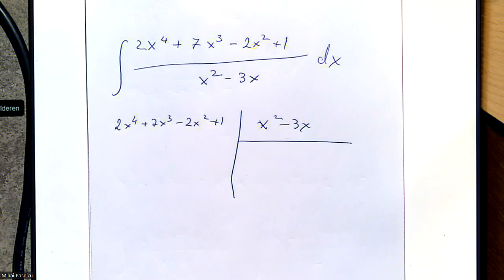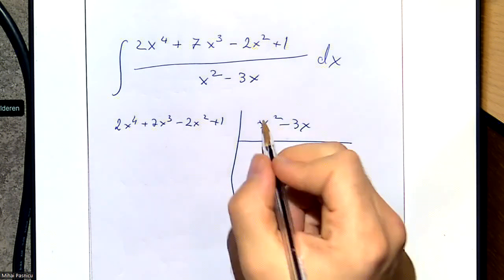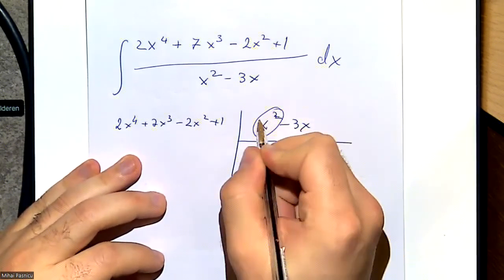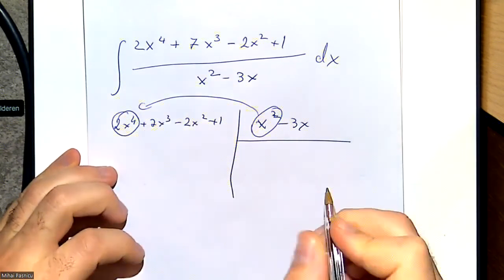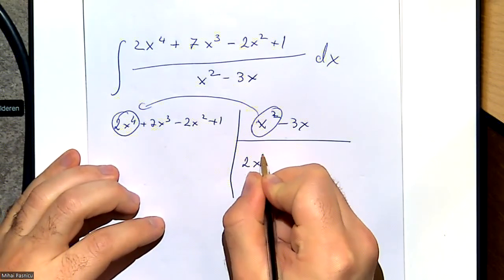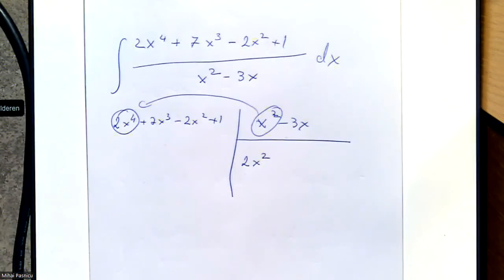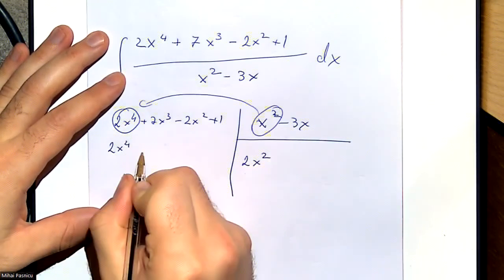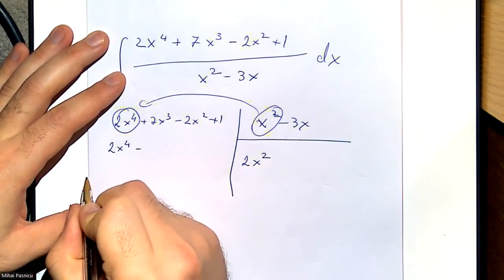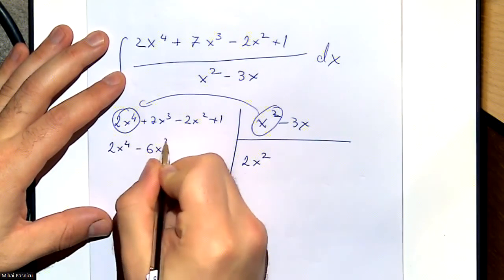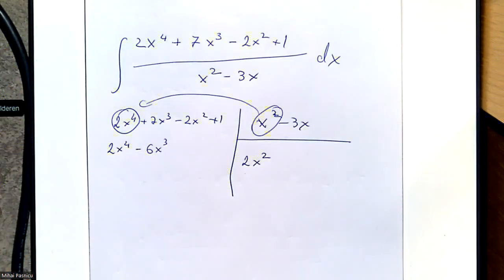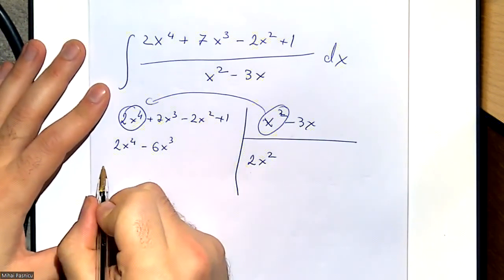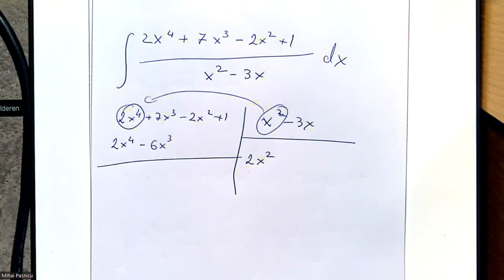Again, the way you do it is you just compare the bigger powers. I look, x squared, 2x fourth. This is going to give me 2x squared. Okay? And I get 2x fourth minus 6x to the third. I don't know who said that, but really well. I applaud that. Okay, now, what do we get after the first division?